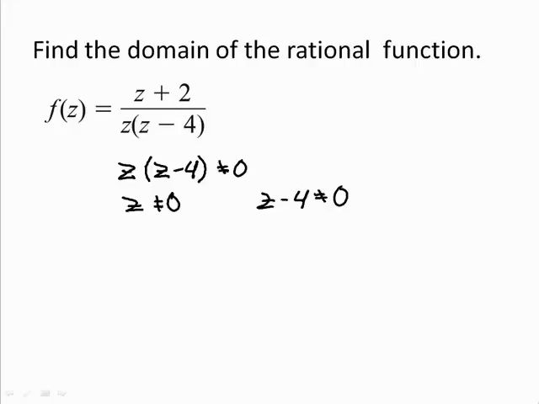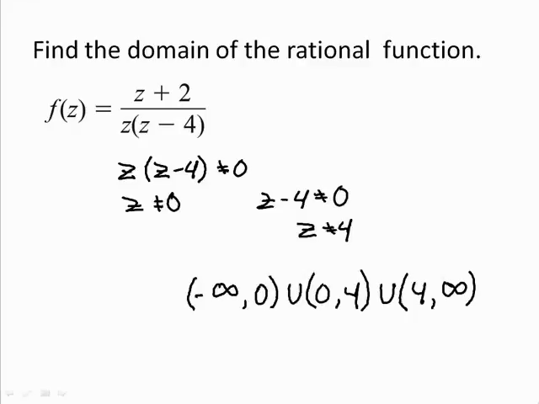Solve the second equation for z. Z cannot equal 4. The domain of this function is all points where z is not equal to 0 and z is not equal to 4. The domain is negative infinity to 0, 0 to 4, and 4 to infinity.